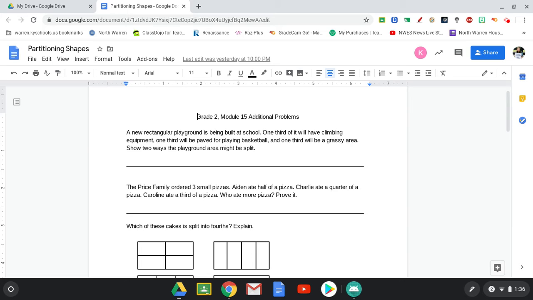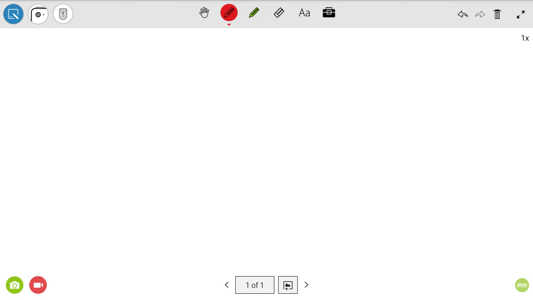Okay. Now, there's not a lot of space on your worksheet, and so that's when I would ask you to open up your math notebook and write down that you are working on partitioning shapes. And you could just number these like 1, 2, 3, the problems, and then just show your work. So I'm going to pull up my whiteboard again, and I would label it like this.